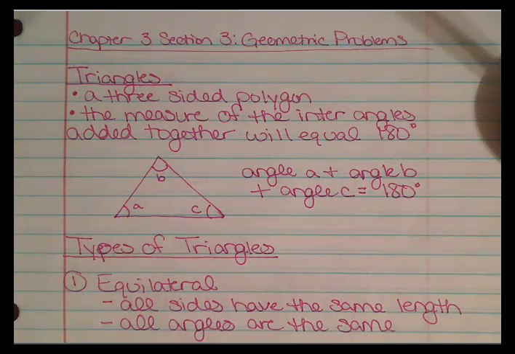Triangles are a three-sided polygon. That's probably a duh moment for you, but something we needed to address. And then the measure of the interior angles added together will equal 180 degrees. So if you look at that triangle, notice I've labeled angle A, angle B, and angle C on the inside. And if you add all three of those angles together, you're going to get 180 degrees.